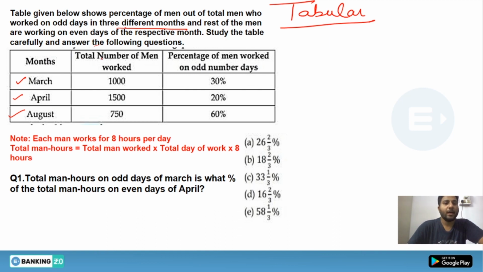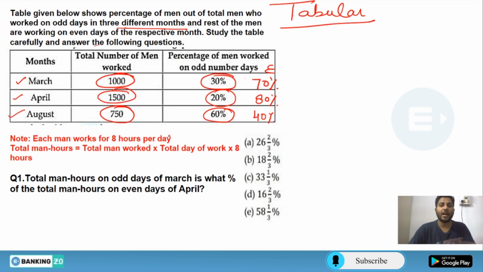First of all, read the table, because you will have to interpret this data. Look at this. It is given as total number of men worked. In March, the total number of men worked was 1000, while 30% worked on odd days. That means 70% worked on even days. Similarly, in April, 20% worked on odd days. That means 80% worked on even days. And in August, if 60% work on odd days, that means 40% worked on even days.